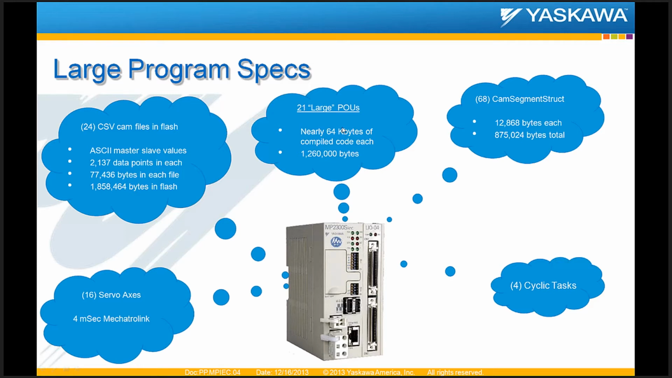Additionally, to make the compiled code larger, I created 21 large POUs that are nearly full to the 64K limit of a single POU. So that's more than 1.2 megabytes right there, just in IEC code itself, which is not to be confused with variables or data space.